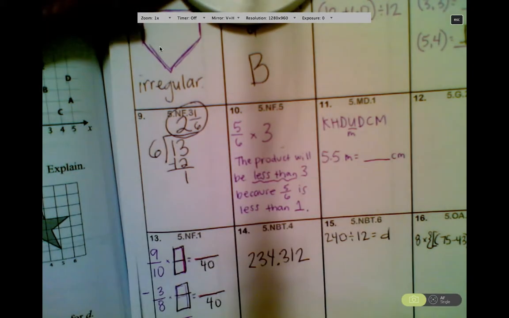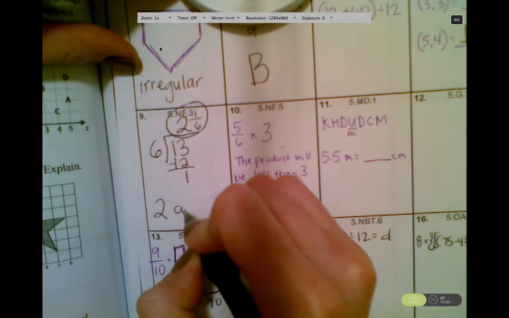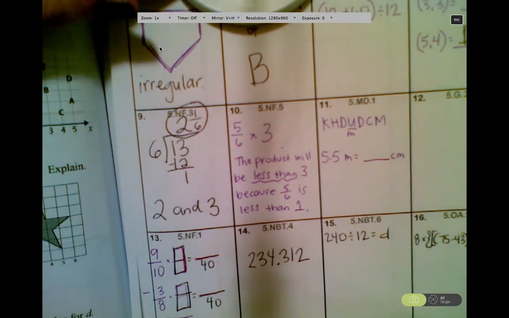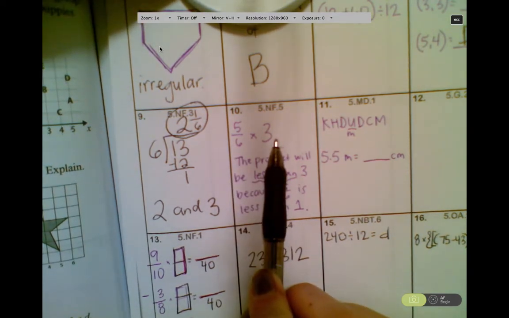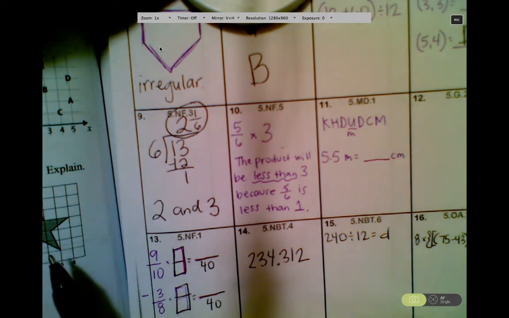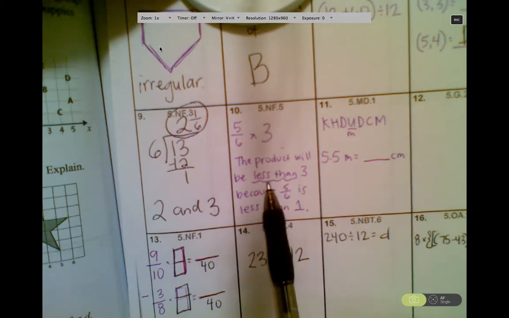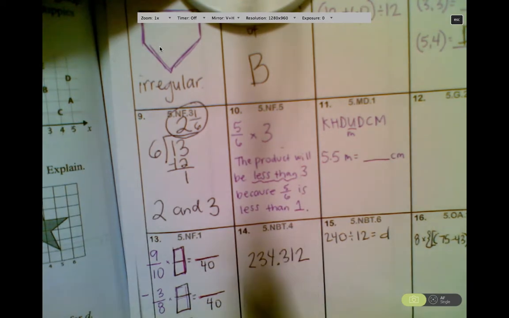The next part of the question asks between what 2 whole numbers does your answer lie, and the answer is between 2 and 3. Number 10, think about 5/6 times 3. Will the product, or the answer, be more than or less than 3? The product will be less than 3 because 5/6 is less than 1.